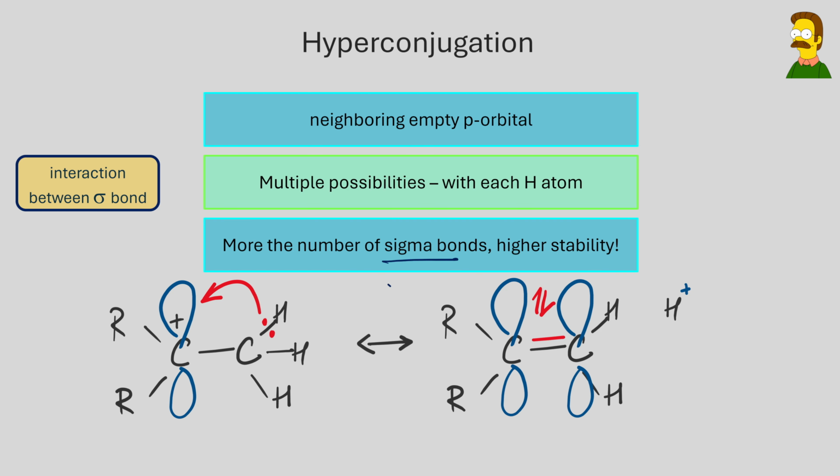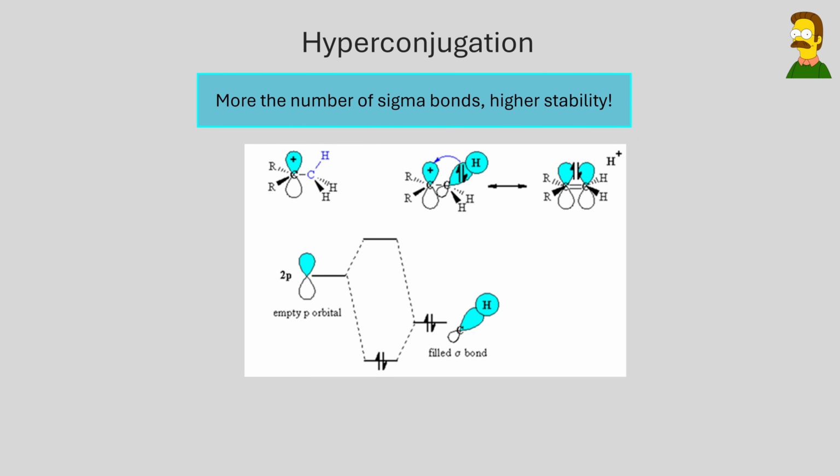What sigma bonds? The carbon hydrogen sigma bond. That's important. Not the carbon carbon bond. It's the carbon hydrogen sigma bonds adjacent to this carbocation. All of this is summarized in this one diagram over here.